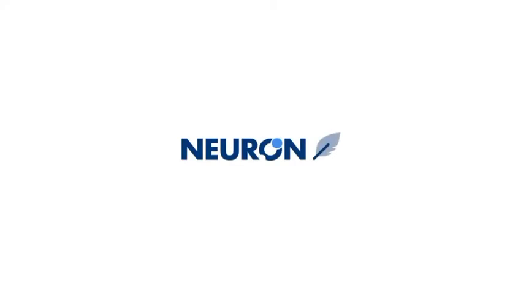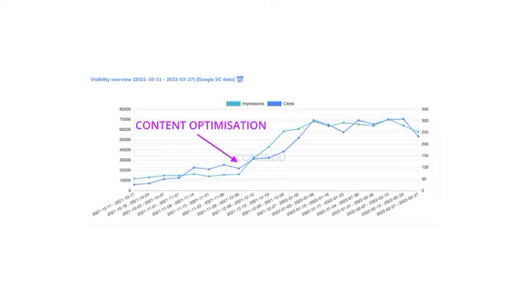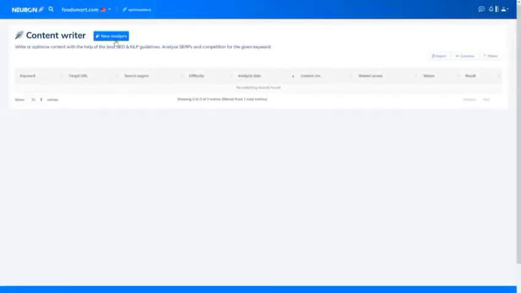Are you tired of the traditional content creation process? Neuron Writer provides you with easy-to-follow NLP-driven recommendations, and Google loves it. How to use Neuron Writer to become number one in Google.